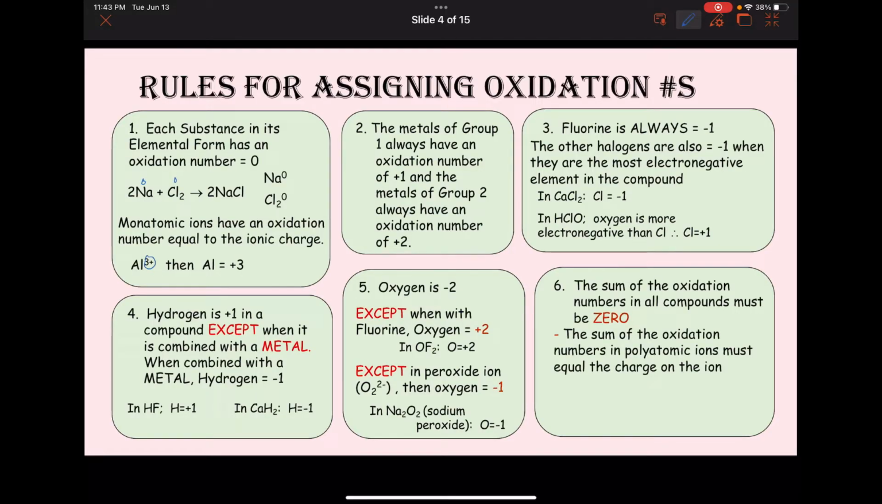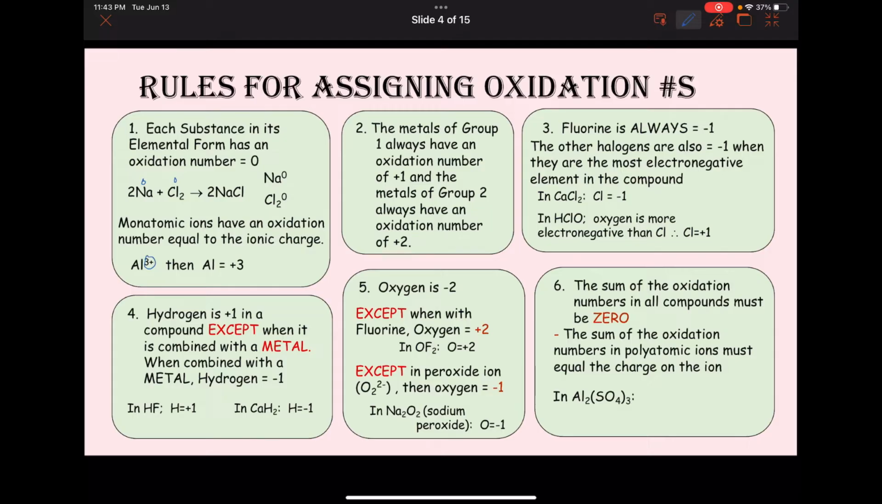Lastly, if you talk about the sum of the oxidation states of all of the elements in any compound, just like we looked at the compound on the previous slide, because the compound was neutral, there was no charge for the compound. So the sum of the oxidation states must be equal to 0. But if we are looking at a polyatomic ion, then the sum of the oxidation states is going to be equal to the charge of that polyatomic ion.